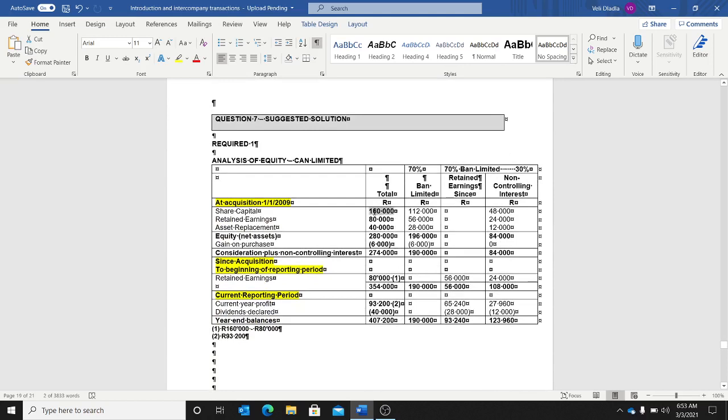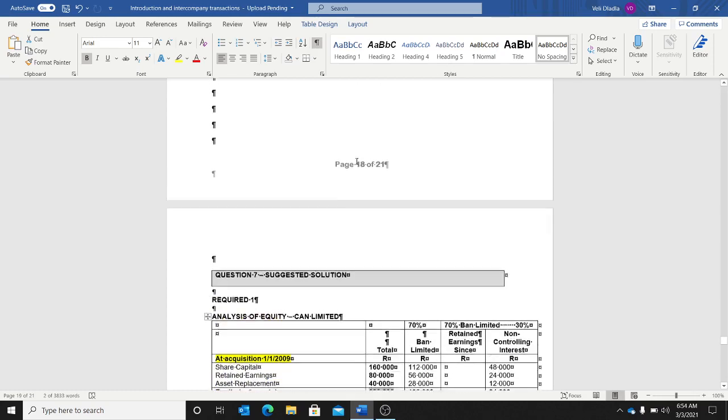So we've got 160. We apportion it to 70% here, 30% here. Then we've got 80. We apportion it to 56,000 here, 24,000 here. Then we've got 40 here. We apportion it to 28, then 12 here. Now, when you add everything, here it gives you 196. Here it gives you 84. So this side is 280,000 when we add everything.